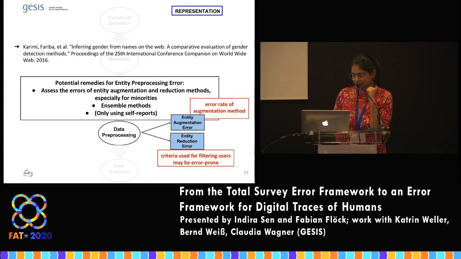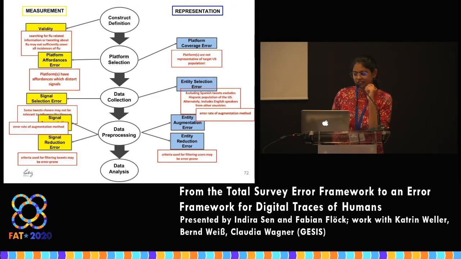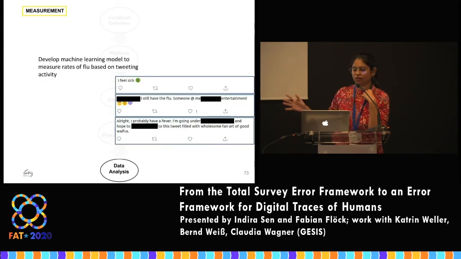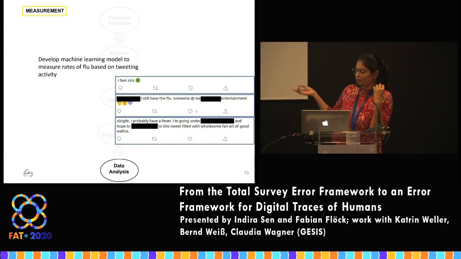That was data pre-processing. And now we finally get to the last step of our research pipeline. The first thing that you do during data analysis is, given a set of tweets from one person, you say whether this person has the flu or not, in our example. You could do that in many ways. You could count the number of tweets they have, or create complicated machine learning models. So in this example, this person has tweeted 3 times about having the flu over the course of the week.